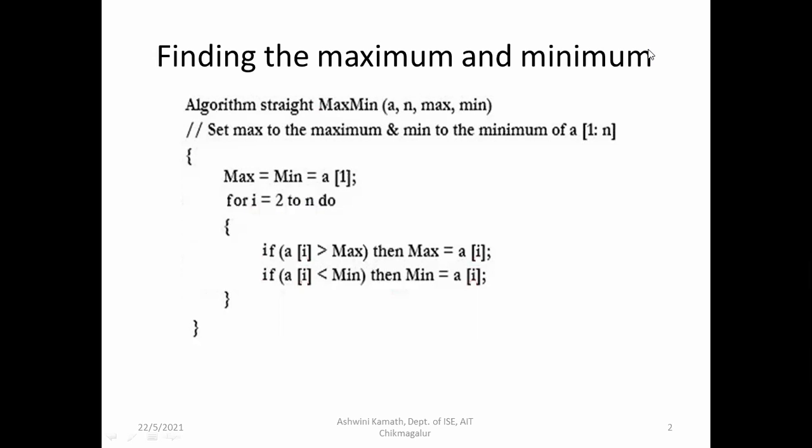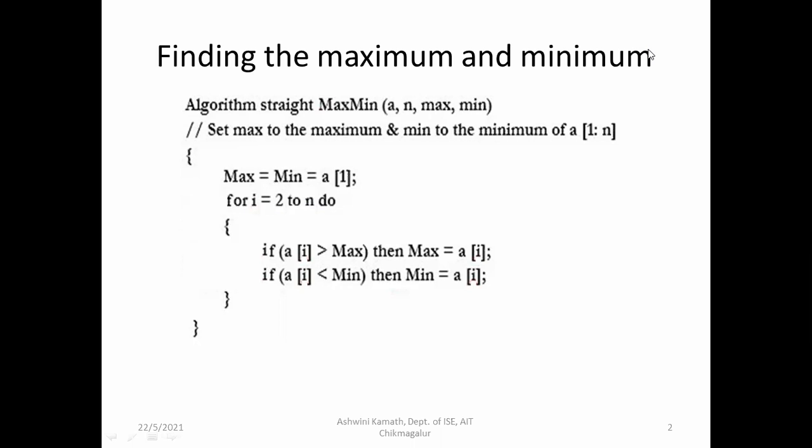Here we have array index from 1 to n. So max is equal to min is equal to a of 1. Initially, we are considering the first element itself as maximum, and the first element itself as minimum, because we don't know which one is maximum and which one is minimum in the array. So we are just assuming that the first element itself is maximum and minimum. We are just assigning it.